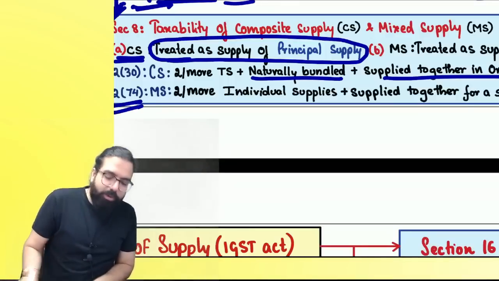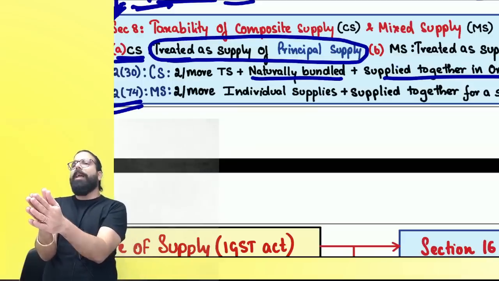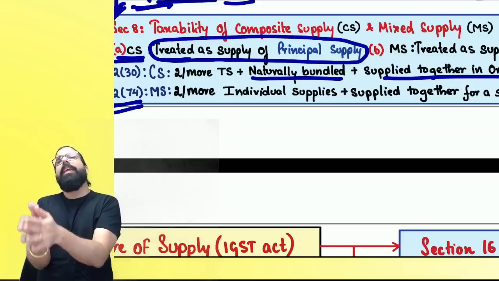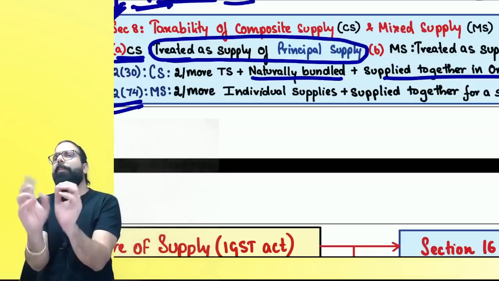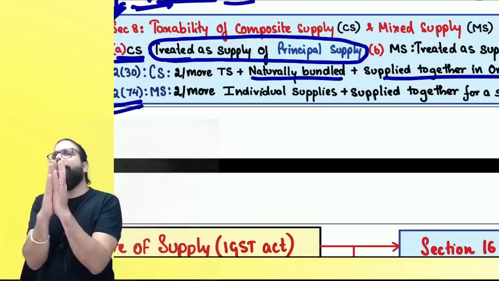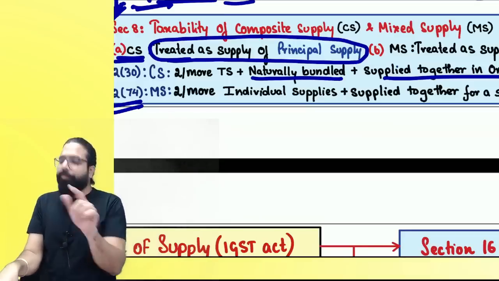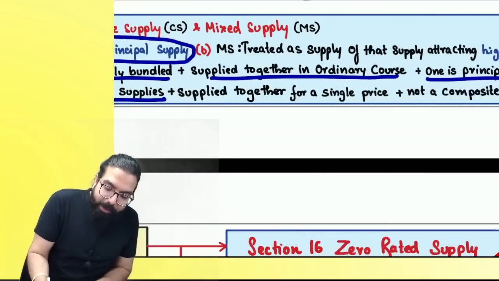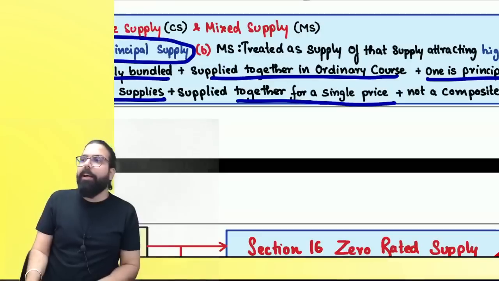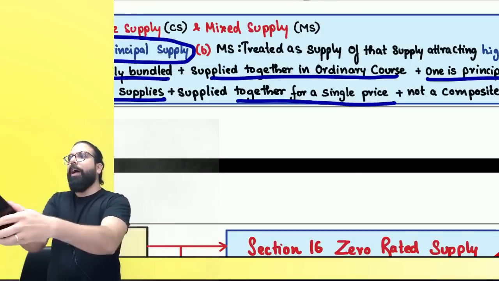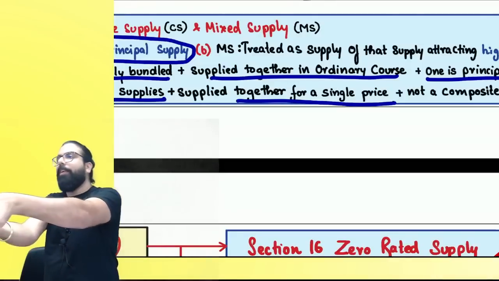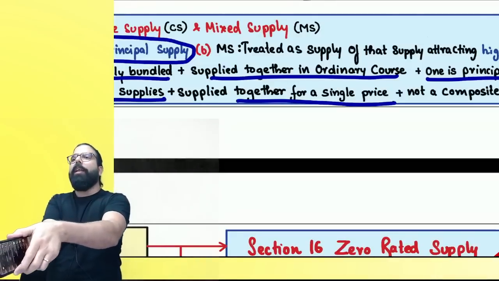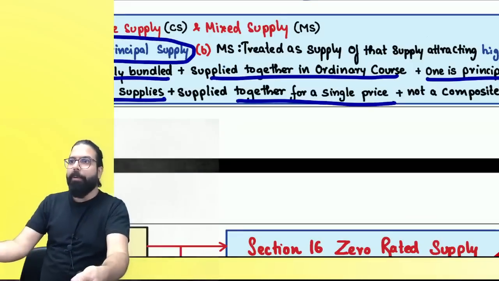The next one over here is clause 74, two or more individual supplies, mixed supply. It need not be taxable. It can be any supply, individual supplies supplied together for a single price. This remote and this phone, I joined it together and supplied. Is it a natural bundle? No. Computer and a printer. Is it a natural bundle? No.